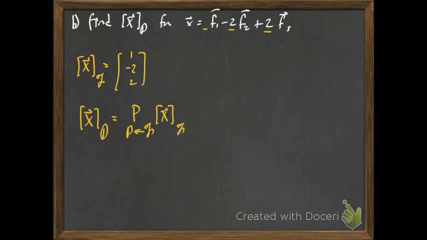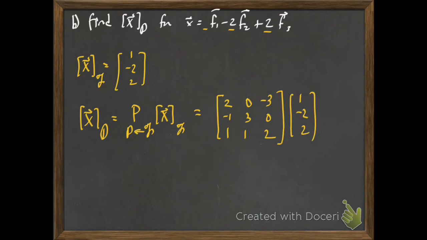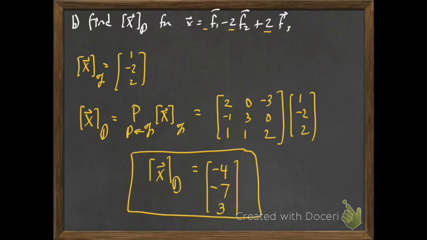The D-coordinate vector of x is just the change of basis matrix times the F-coordinate vector. And from the previous computation, the change of coordinates matrix is this one shown here, and I'm going to multiply by this vector 1, negative 2, 2, and get that the D-coordinate vector of x is minus 4, minus 7, 3.